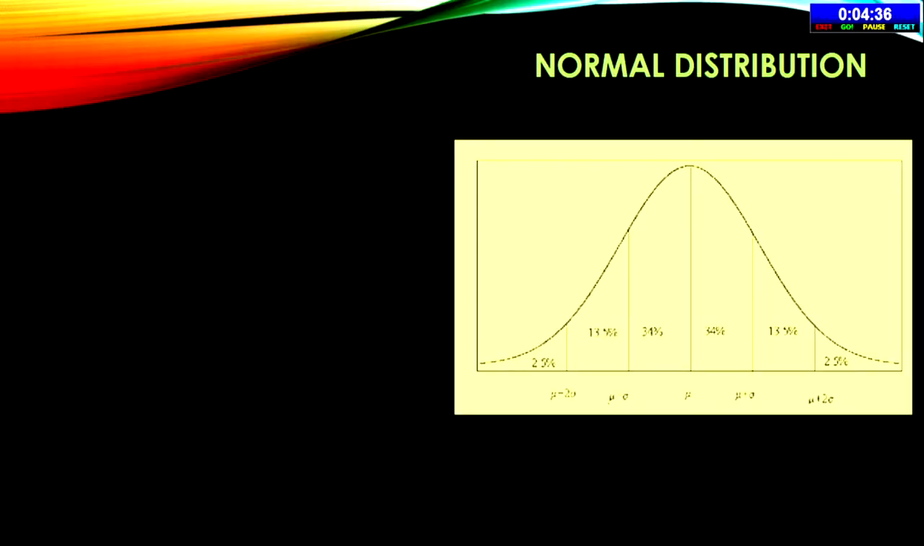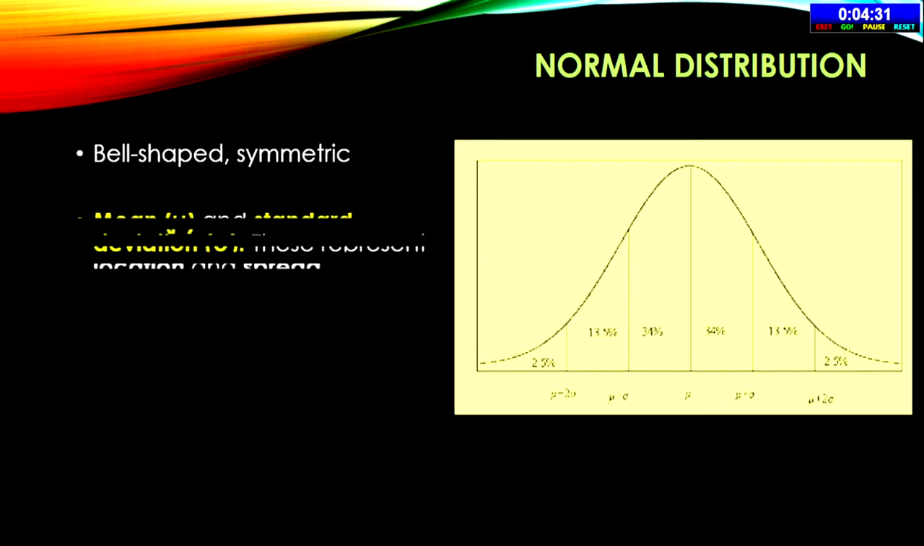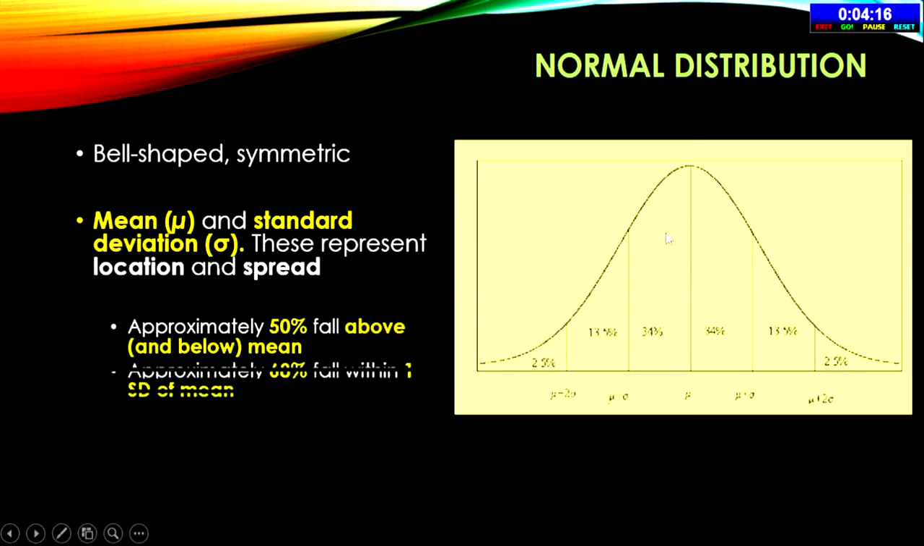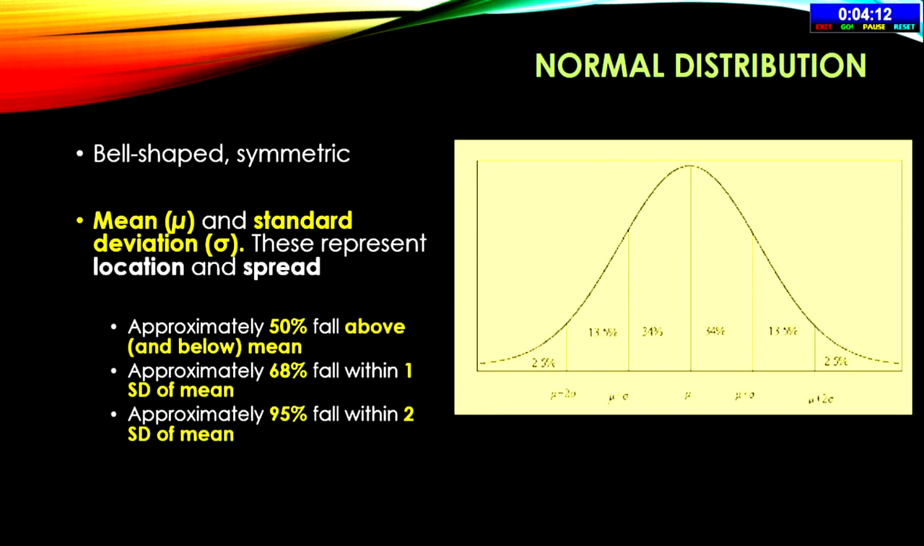I'll just touch upon the normal distribution curve. As we all know, it is a bell-shaped symmetric curve. The mean is denoted by mu, the standard deviation by sigma. Approximately 50% of the values will fall above and below the mean. Approximately 68% of the values fall within one standard deviation. 95% of the values will fall within 2 standard deviations of the mean, and 99.7% of the values will fall within 3 standard deviations.